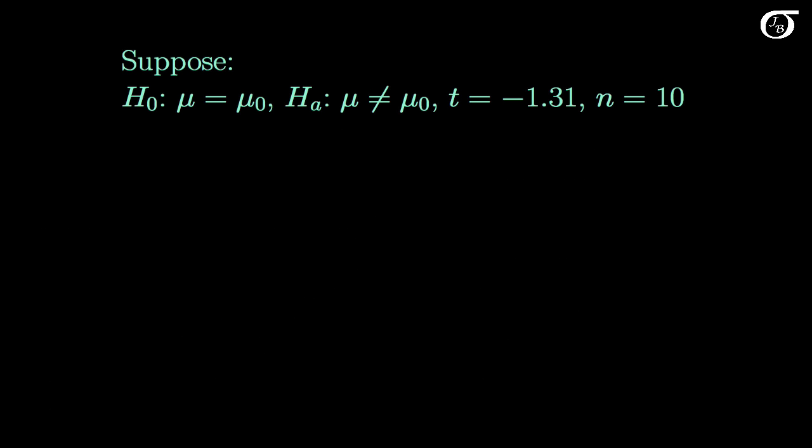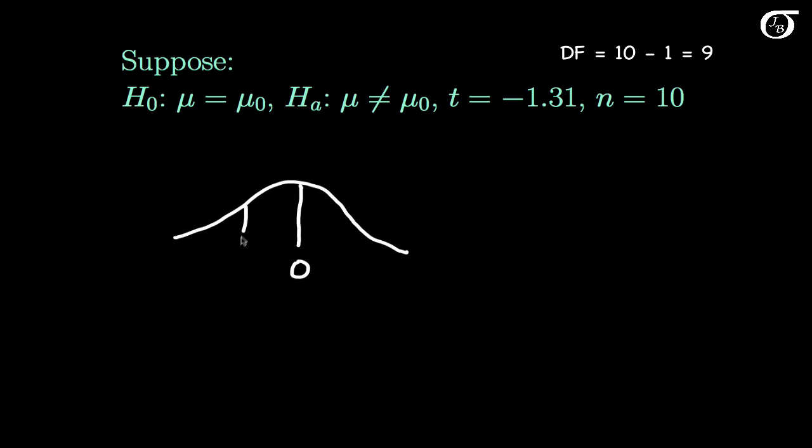What about a two-sided alternative hypothesis? Suppose we had this situation where we're testing a two-sided alternative hypothesis and we find an observed value of the test statistic of minus 1.31. We have a sample of size 10, so we have 9 degrees of freedom. Here I'm just going to roughly draw in a t-distribution with 9 degrees of freedom. Looks something like this. We don't have to get it exactly correct here. And minus 1.31 is going to lie somewhere out there.